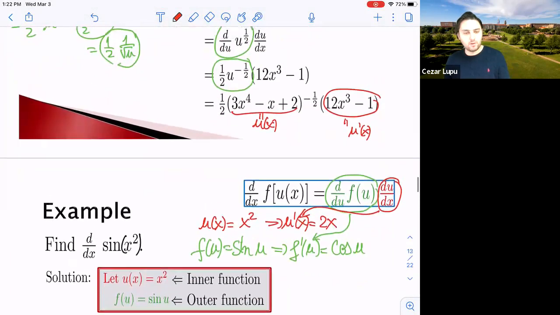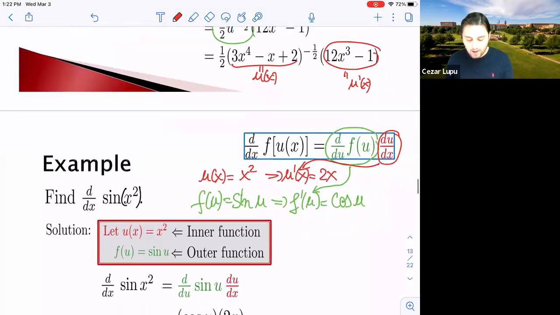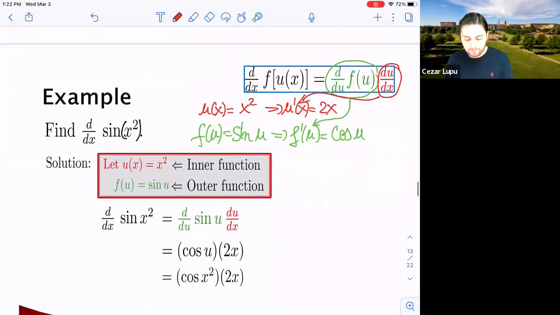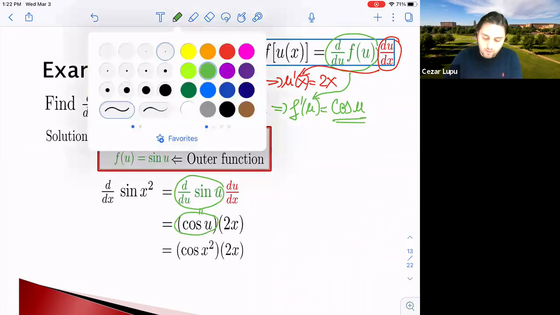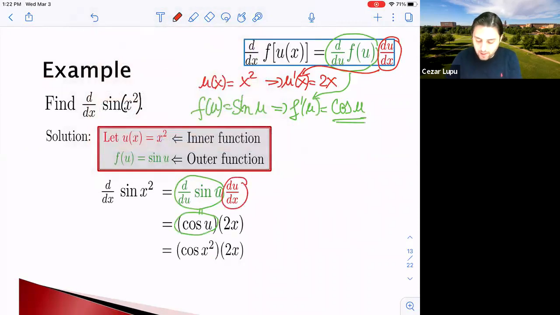So identify these two functions here, the inner and the outer functions, as we have seen. And now we will apply the chain rule. So once we apply the chain rule, the derivative of the outer function is nothing else than cosine of u, as we have seen. And also the derivative of u with respect to x is this guy here, as we have seen here, look.